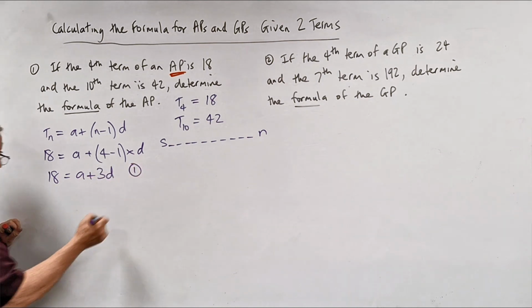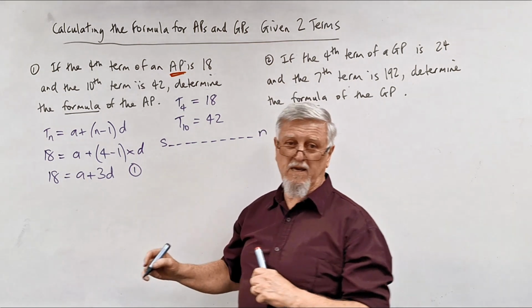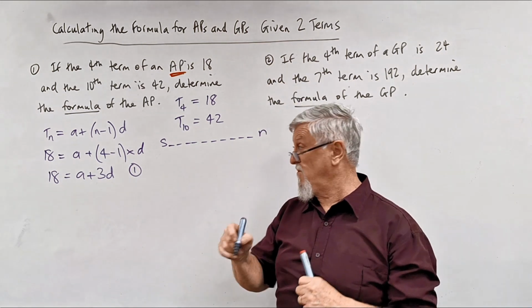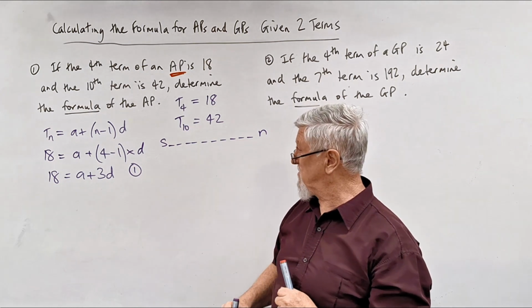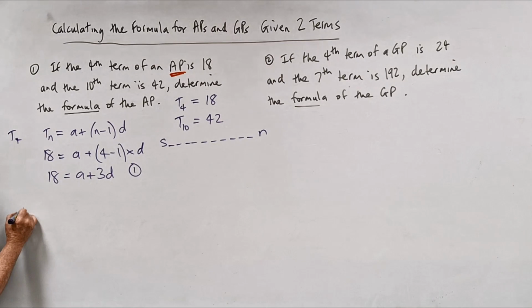Now I'm going to put a 1 there, old school, I still like it, I still teach it all the time. Keep track of what you're doing. If you make a mistake, it's easy for the markers to see what you did wrong if you tell them what you've actually done in the question. So that's using the term 4. So now we're going to use term 10.